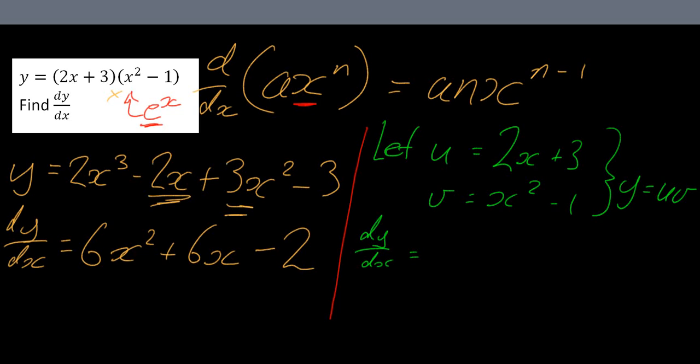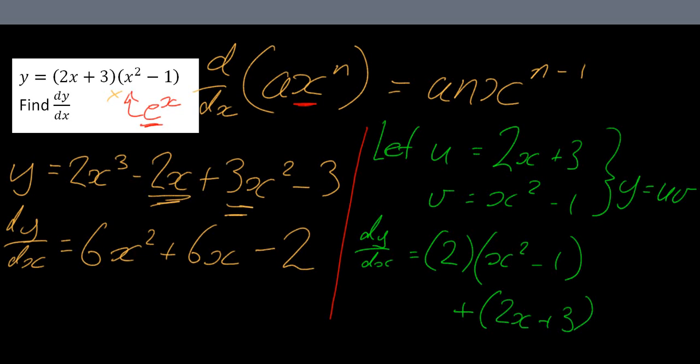equal to the derivative of u. So we're going to get 2 multiplied by v, and we're going to add u by itself, 2x plus 3, multiplied by the derivative of v, which is, well, derivative of x squared is 2x, derivative of negative 1 is 0, so that's all it is.